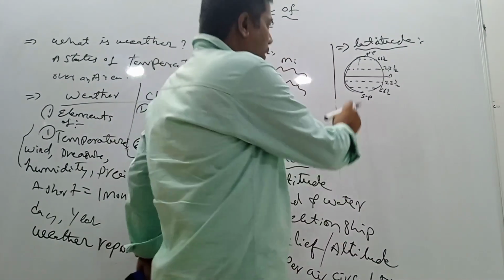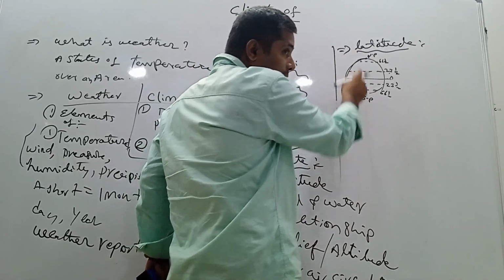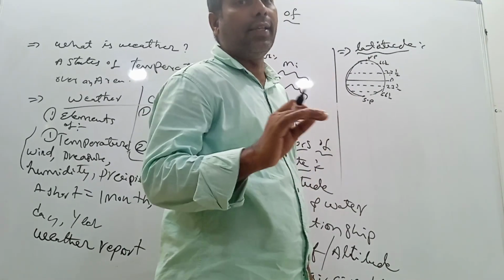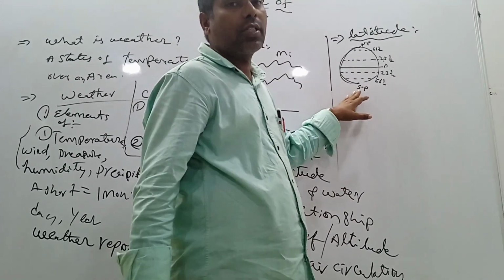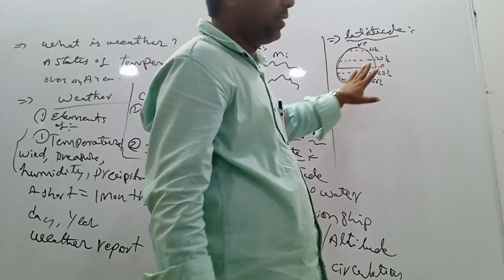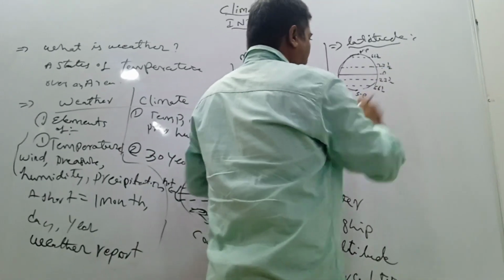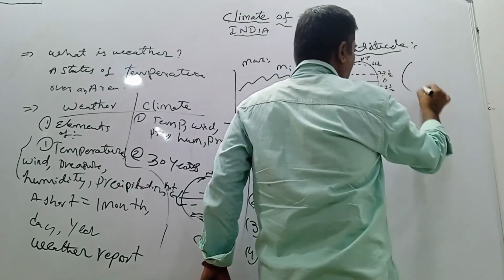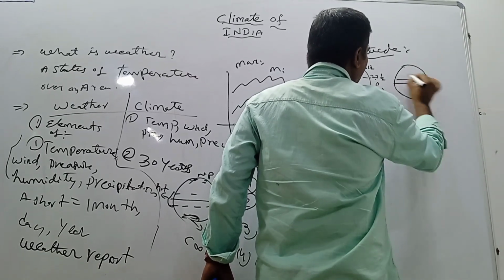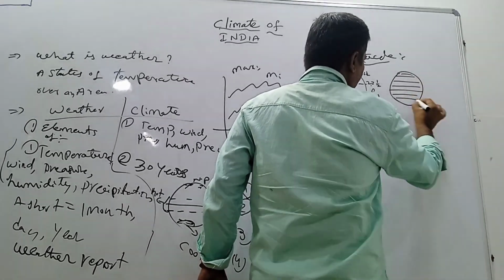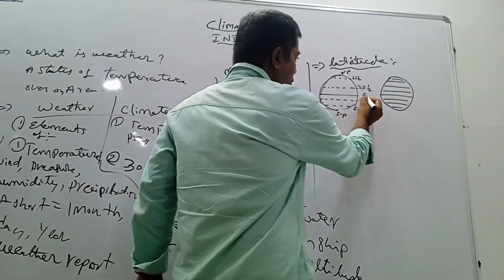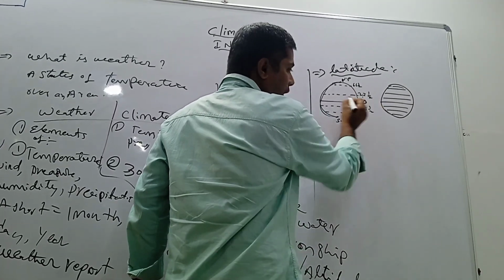In this globe, these horizontal lines are called latitudes. These are imaginary lines. Once again, see here. This is the globe. These horizontal lines are called latitude. This is 0 degree. The 0 degree is called the equator.